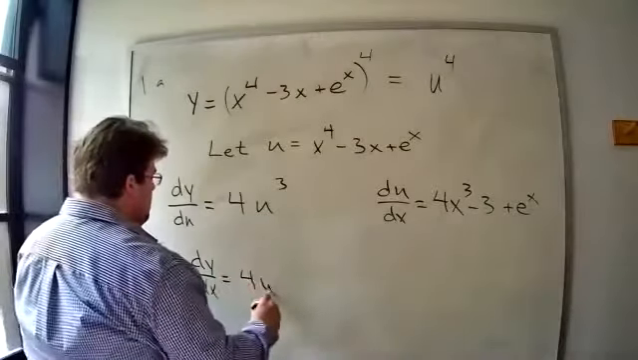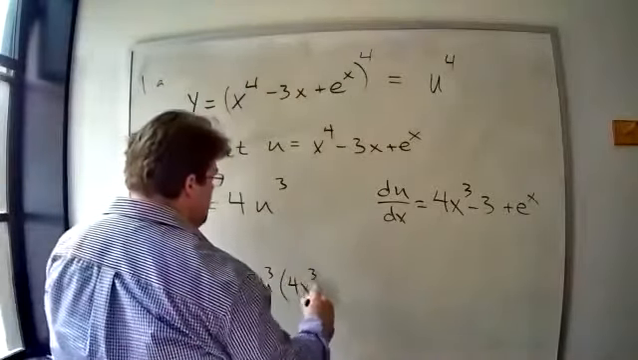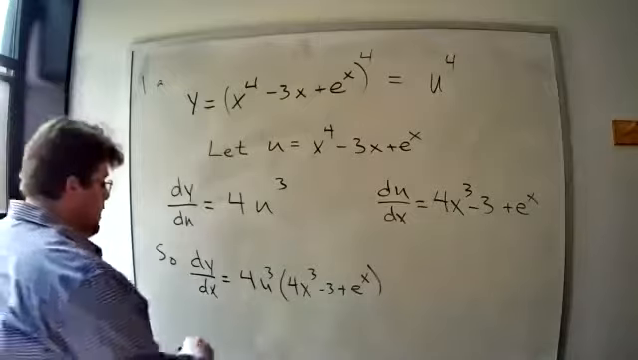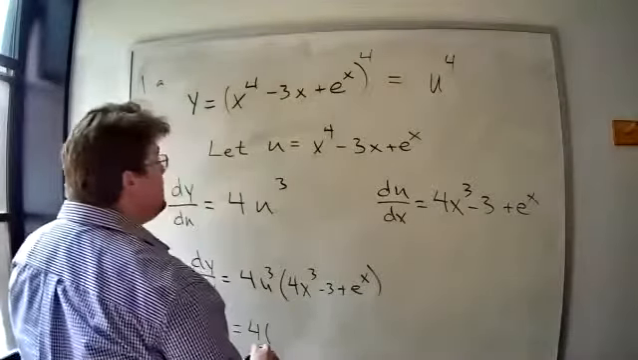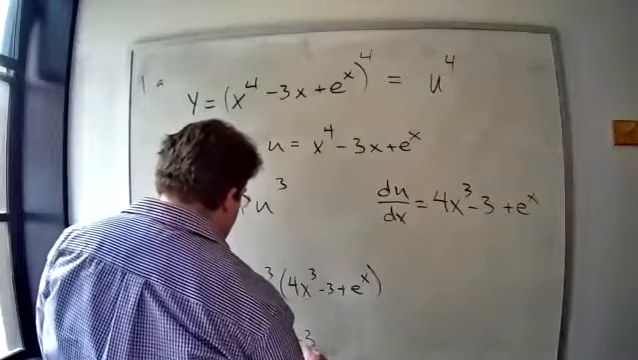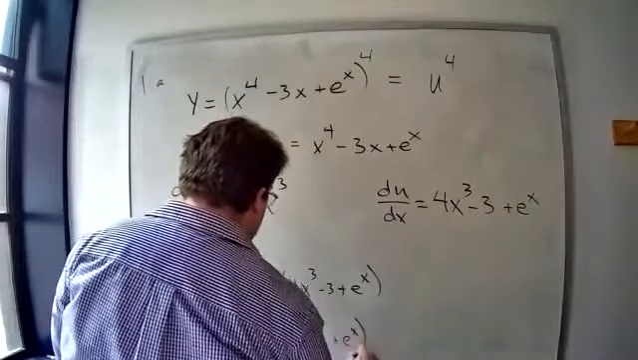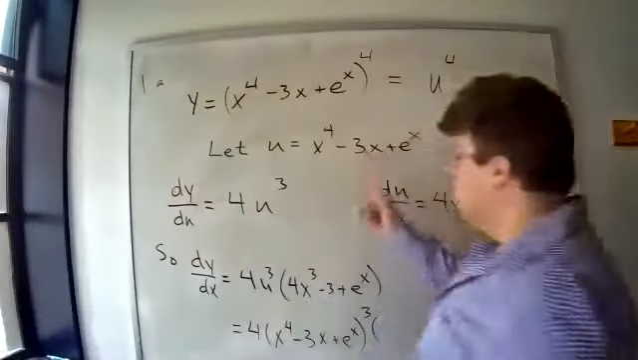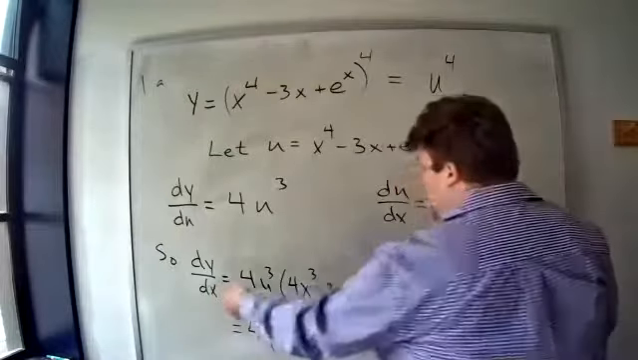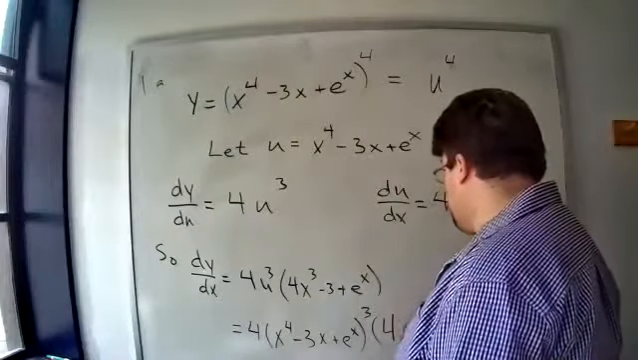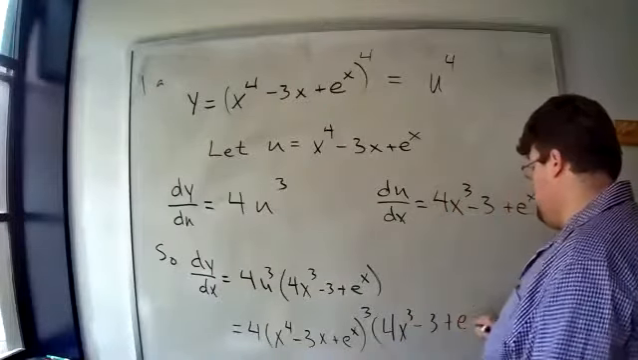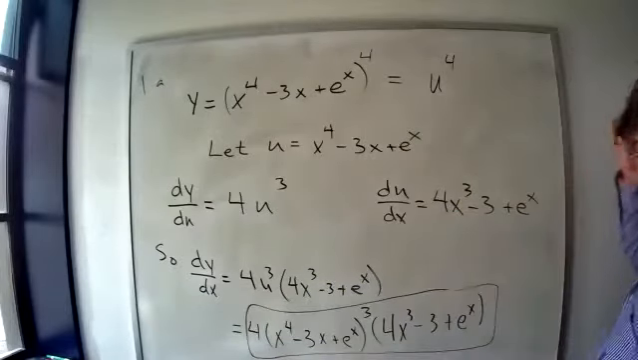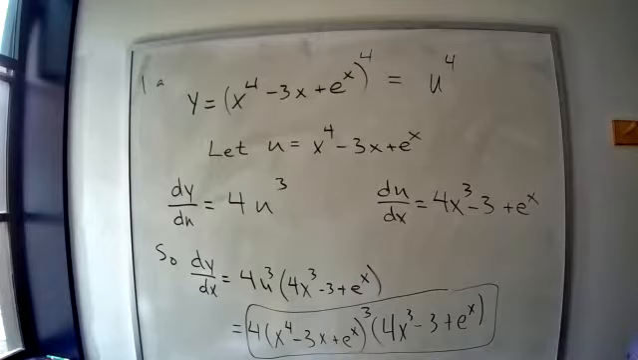So what do we have? We have 4u cubed times (4x cubed minus 3 plus e to the x). U equals what? So it equals 4 times (x to the 4 minus 3x plus e to the x), all cubed. We do want to get rid of u from our final answer because we can write u in terms of x, and we want this in terms of x. Times (4x cubed minus 3 plus e to the x). Any questions about this first one?